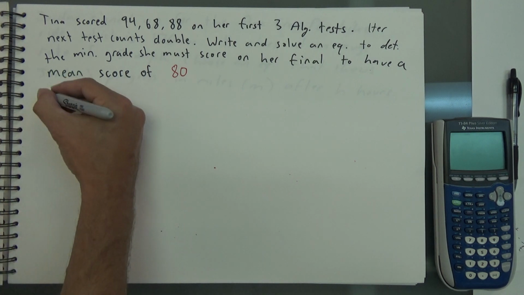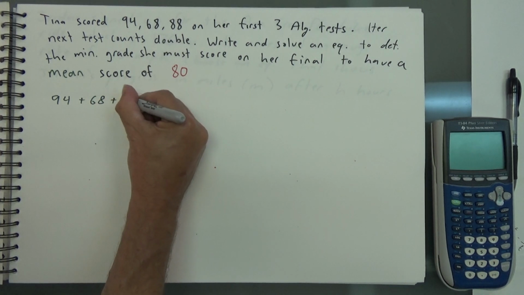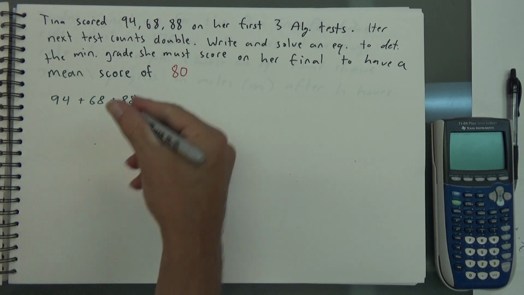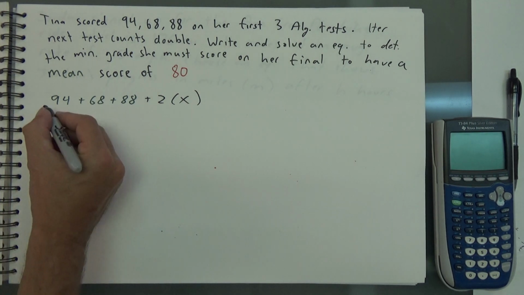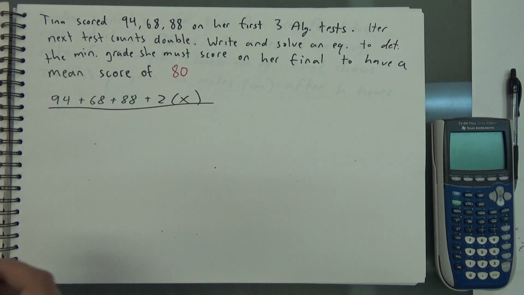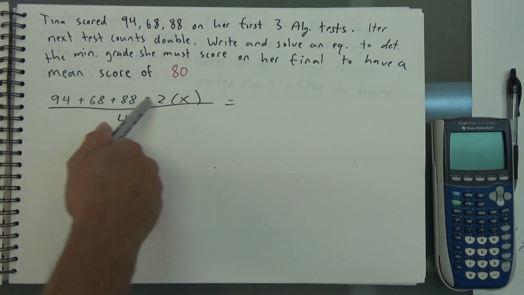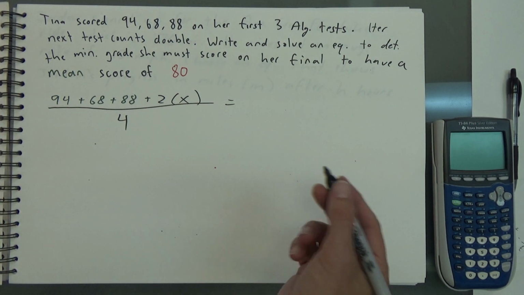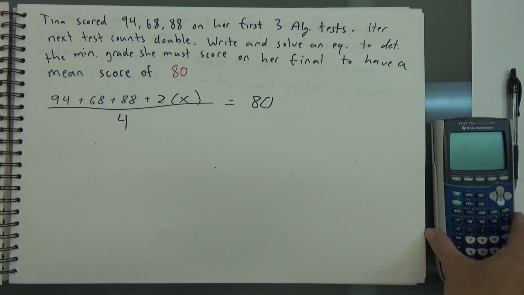So what I'm going to do is add up the scores of the 3 she already took. And then I'm going to say plus twice her next test. Now she's taking 4 tests. I know the 4th test counts twice, but you have to divide this by 4 tests. So this is an average. If I add up the raw scores of 4 tests and divide it by 4, I want that to be equal to, I guess greater than or equal to, 80.